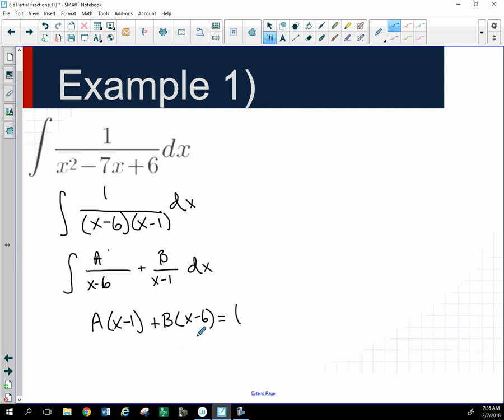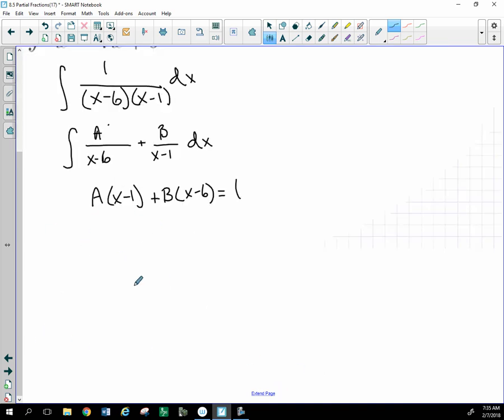All right. So this is where the wiggle room comes in. You can pick whatever x values you want and solve for the other one, but obviously there are better x values than others. For example, I'm going to pick x equals 1, and by doing that, A times 0 zeroes out when I put 1 in for x, plus B times 1 minus 6 equals 1. Well, 1 minus 6 is negative 5. This guy goes away, so I've got negative 5B equals 1. And if I divide by negative 5, B will equal negative 1/5.